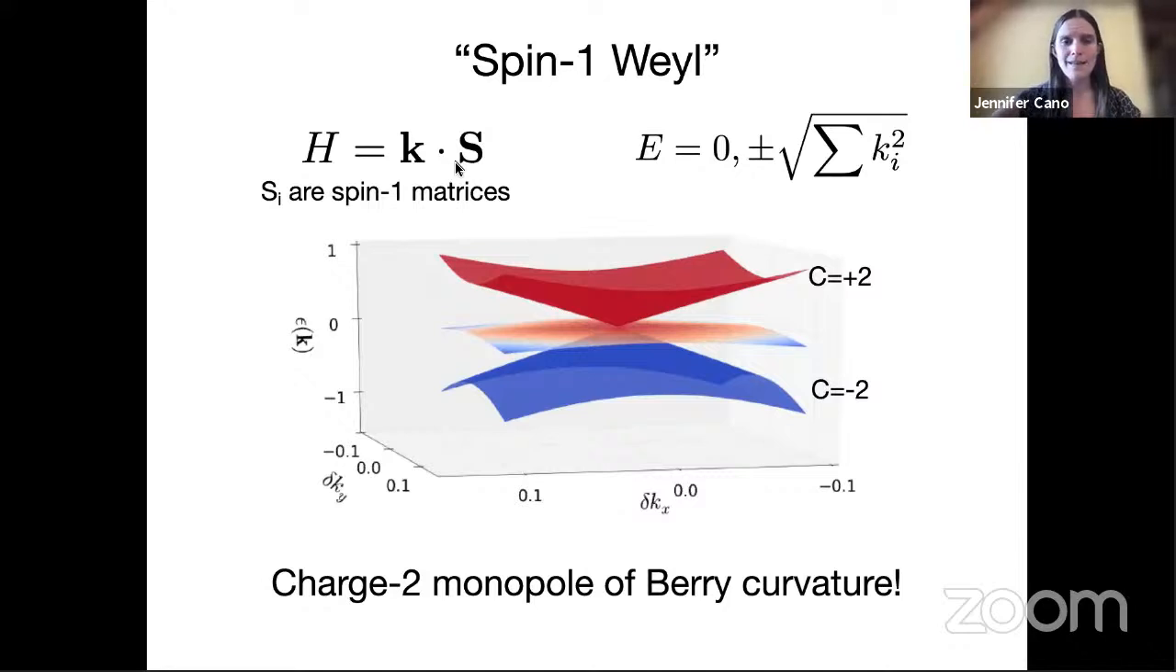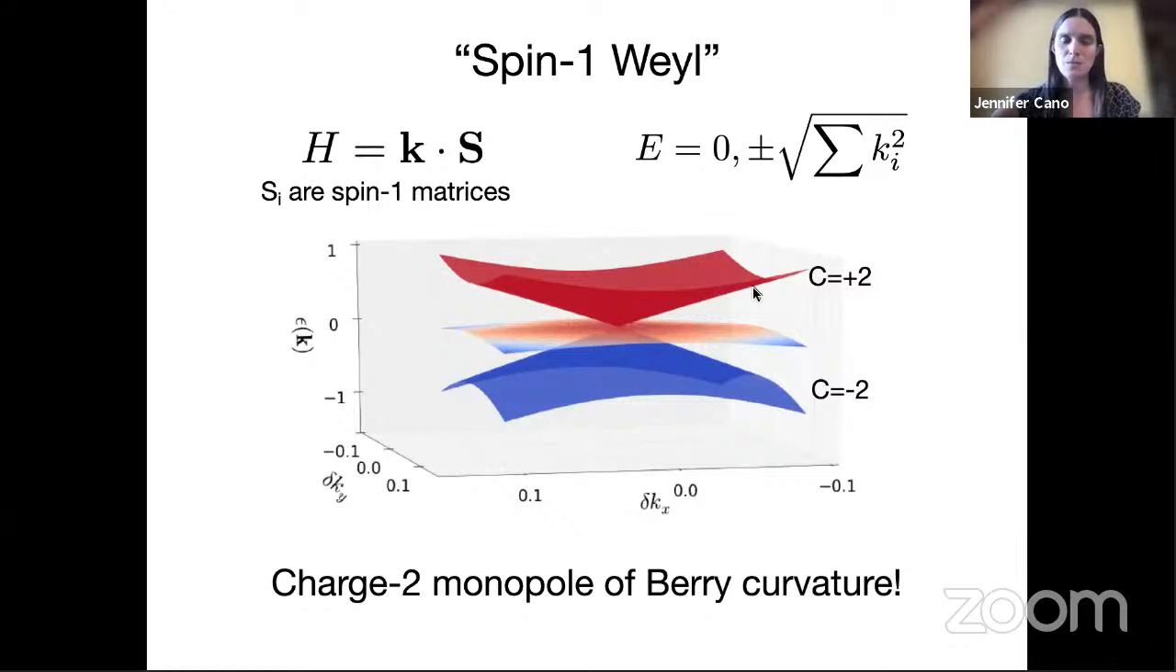And so again, like I said, for Weyl fermions, the Hamiltonian doesn't have to look like this. It can be tilted and deformed, but this is the canonical form. And in this form, we can exactly diagonalize and see that we get one flat band. This will just be flat to leading order, not completely flat. And then two other linear bands.